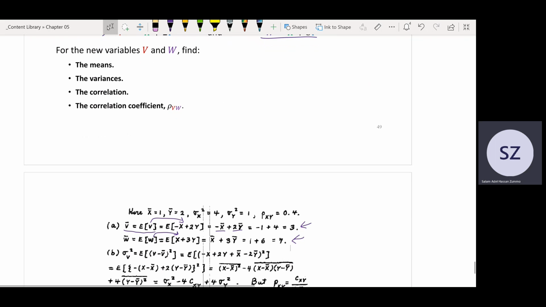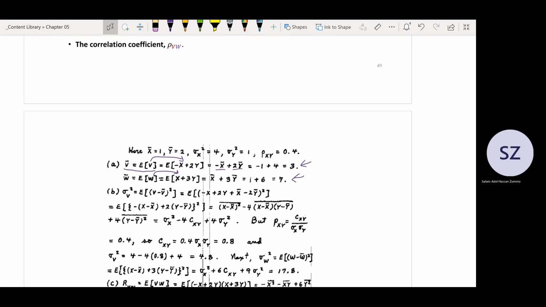Start with the variance of V. How do we find it? We go with the variance of V, which is the expected value of V minus V bar squared. And we just write what V is. So V is minus X plus 2Y. And we know V bar is minus X bar plus 2Y bar, right? And then we open the square. We basically collect the X with X bar and the Y with Y bar. So we have here minus X minus X bar plus 2 times Y minus Y bar, all squared.